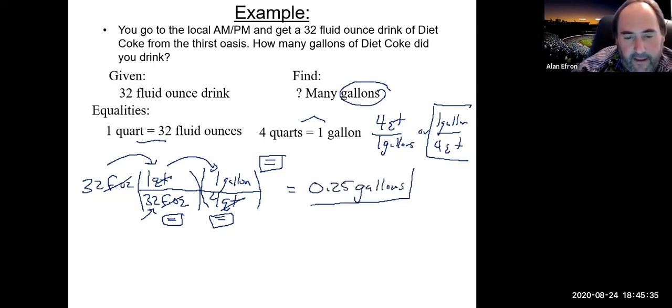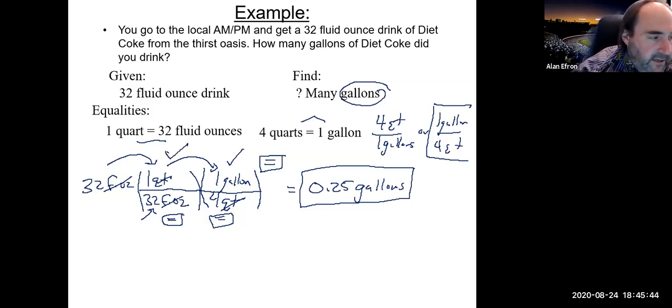Okay. This is a conversion factor, an exact number, so you don't have to worry about sig figs, which means the only sig figs we have going on is our original number, which was 32, with 2 significant figures. So we should end up with 2 significant figures here.